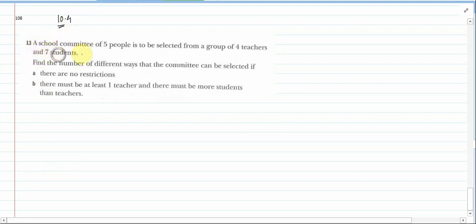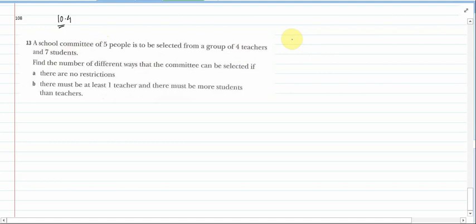It says a school committee of 5 people is to be selected from a group of 4 teachers and 7 students. Find the number of different ways that the committee can be selected if there are no restrictions. What does it mean? It means that we have 4 teachers and 7 students, so the total is 11, and out of 11 we need to select 5 people with no restrictions. Either we can pick 5 students from the 7 students, that can be right, or we pick 4 students and 1 teacher, which is completely fine as well.